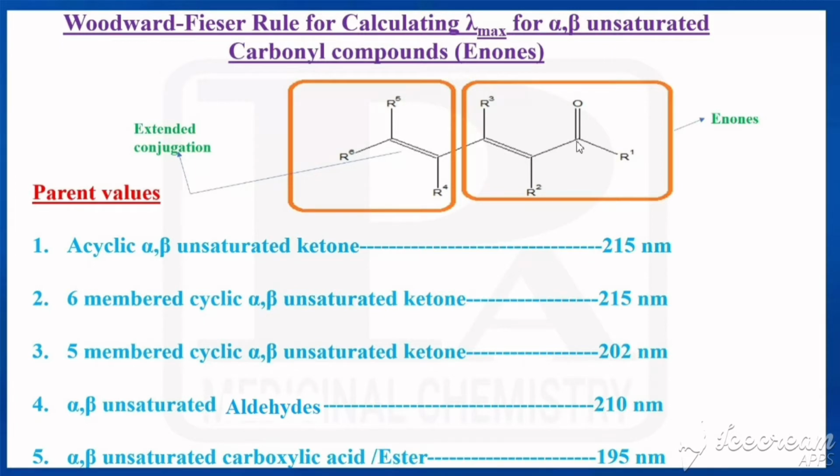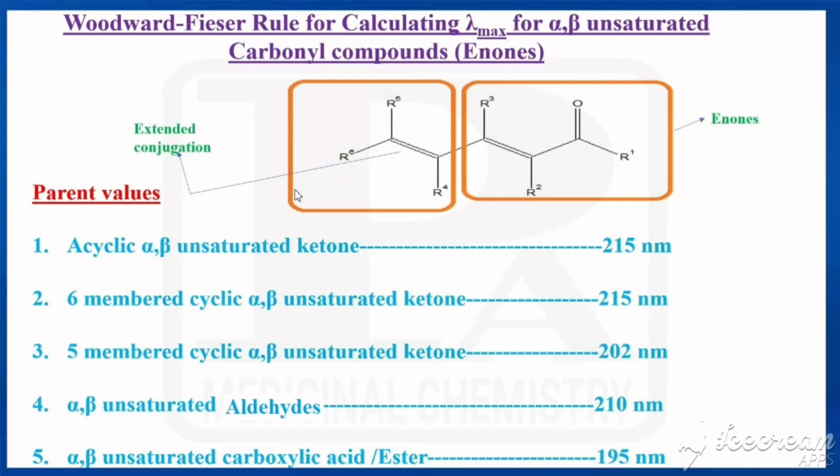According to this carbonyl group, this can be called alpha, this beta, this gamma, and this delta. Here the double bond is present between alpha and beta, so it is called an alpha beta unsaturated carbonyl compound, or otherwise enones. Why does it get the name enone? We can divide it into two: en plus one. En indicates the presence of a double bond, that is the suffix for a double bond, and one represents the presence of the carbonyl group.